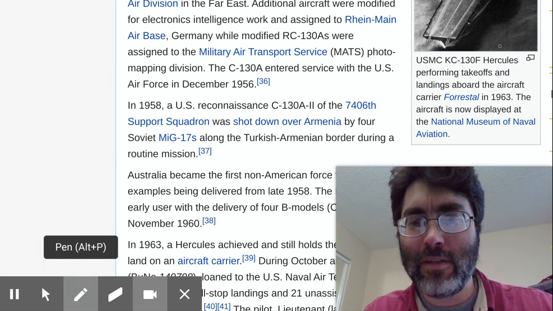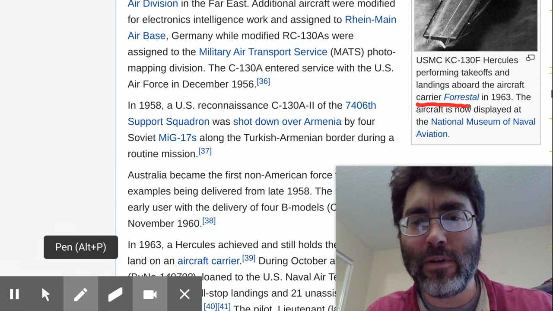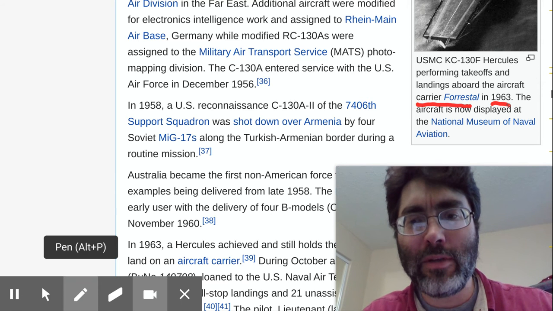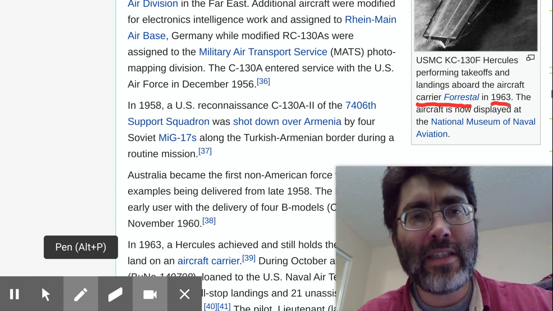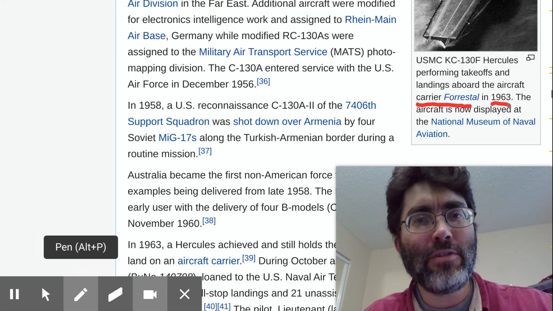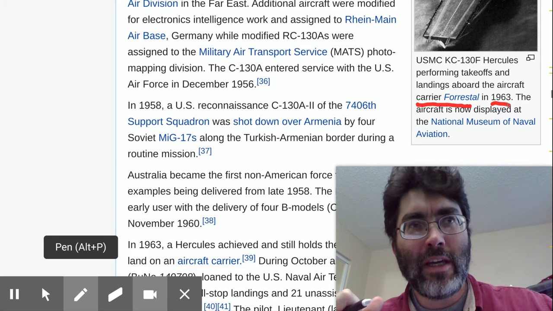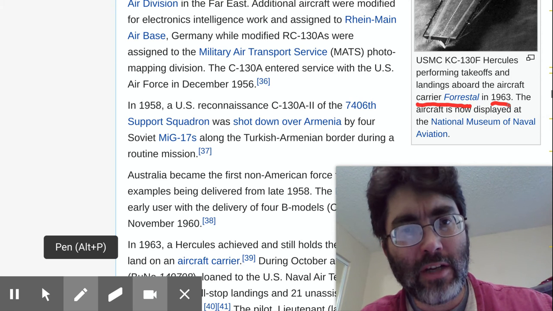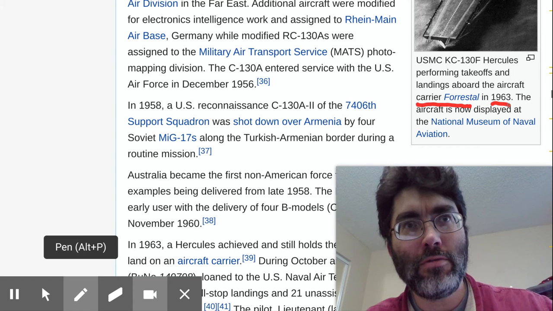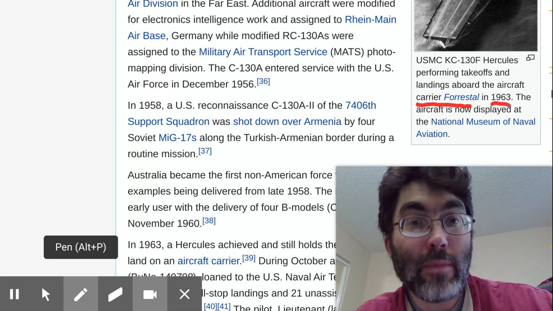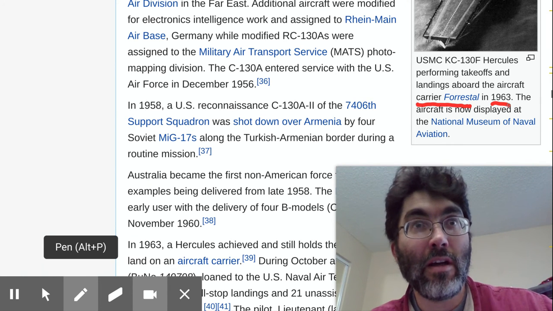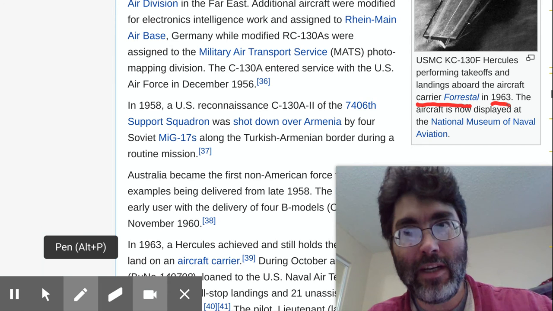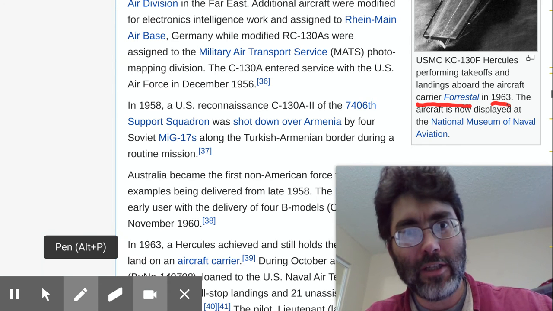This took place, they were flying off the carrier Forrestal in 1963. It's an example of the type of interesting story that if you wanted to really write about this aircraft and you wanted to draw in the reader's interest, you might talk about this as, oh wow, did you hear about the time they landed a cargo plane on an aircraft carrier?